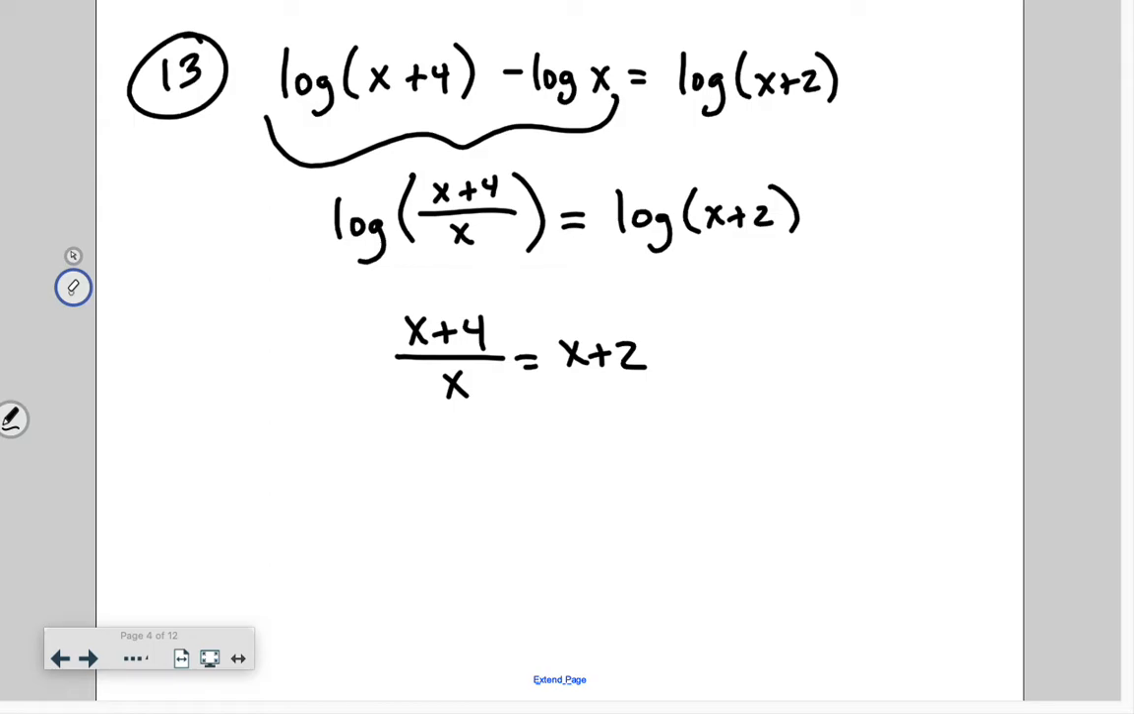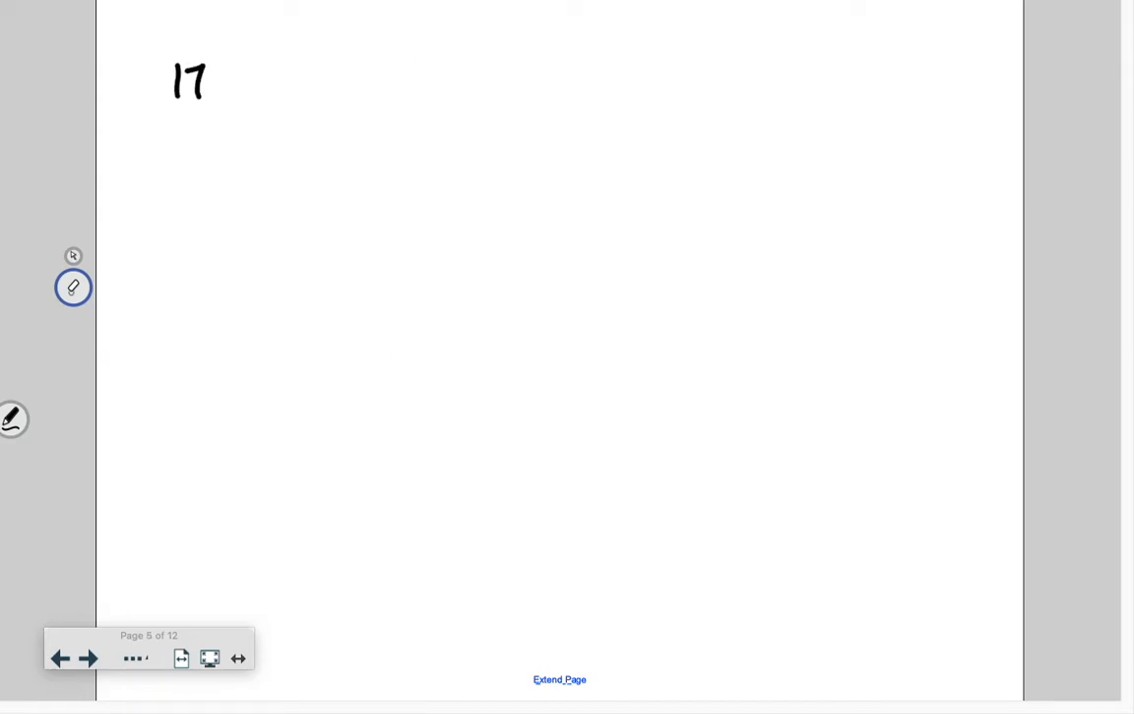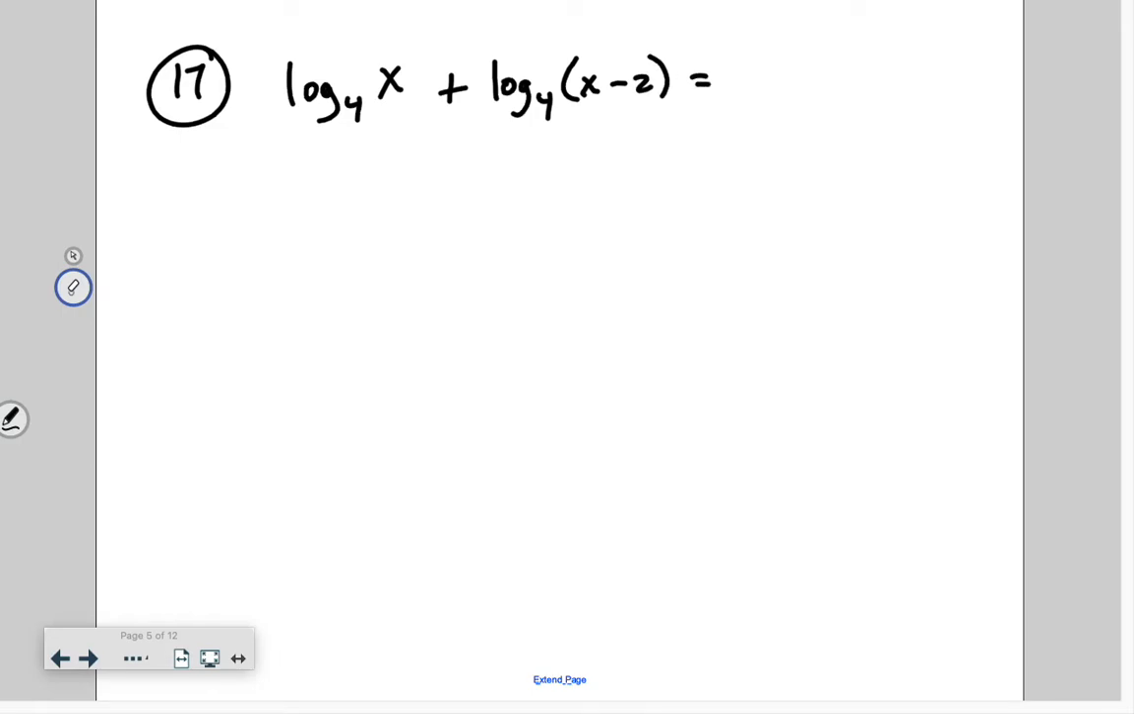Okay. And then the other one was 17, Tina? All right, let's take a look at that one. It's kind of similar, at least to start, on this one. All right, so here's what you have. I say it's kind of similar because I noticed the same thing at the beginning. Two logs on the same side that are added, which means I can condense those two logs into one.